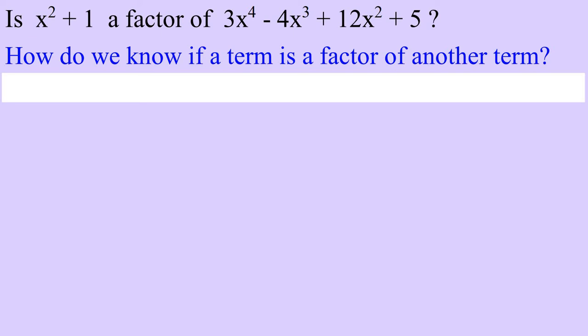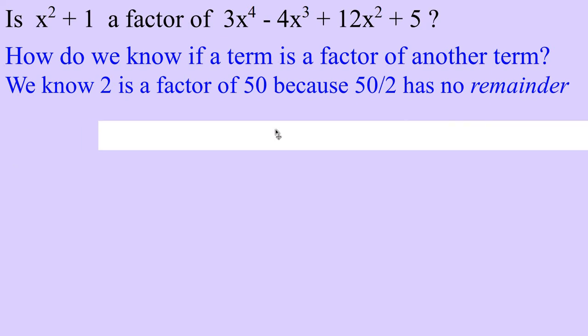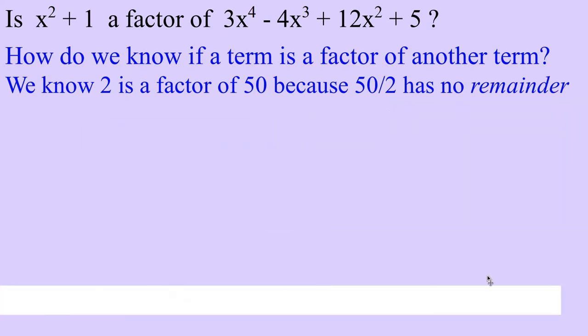But is 2 a factor of 31? Well, no, because it doesn't divide evenly, right? What does that mean, evenly? Well, there's no remainder. There's no leftover. So we can ask the same thing about polynomials, right? If we're trying to factor something, we can ask if this is a factor of something else, because I shouldn't get a remainder. All right, so we know 2 is a factor of 50 because it has no remainder.